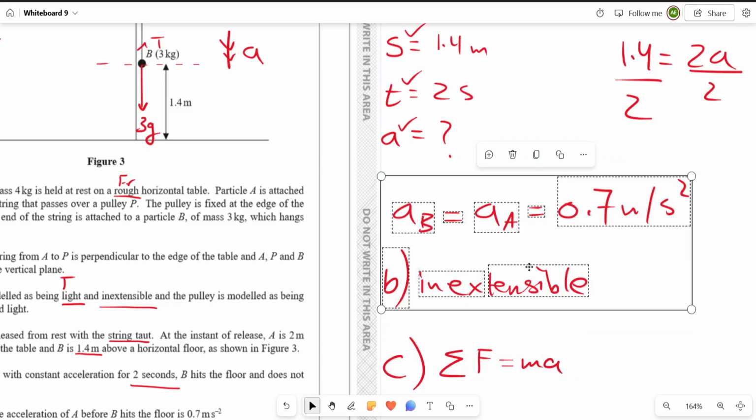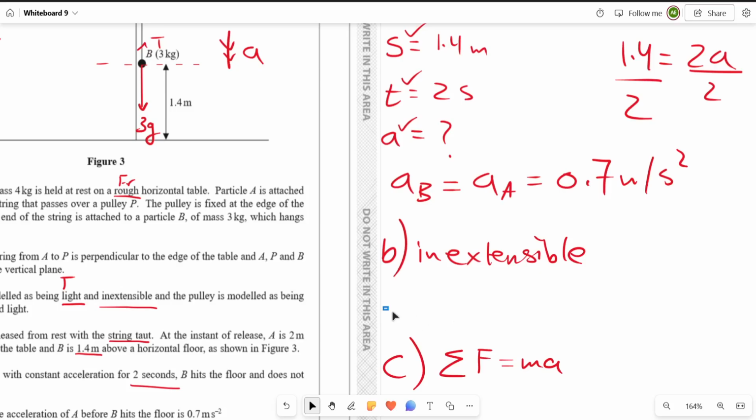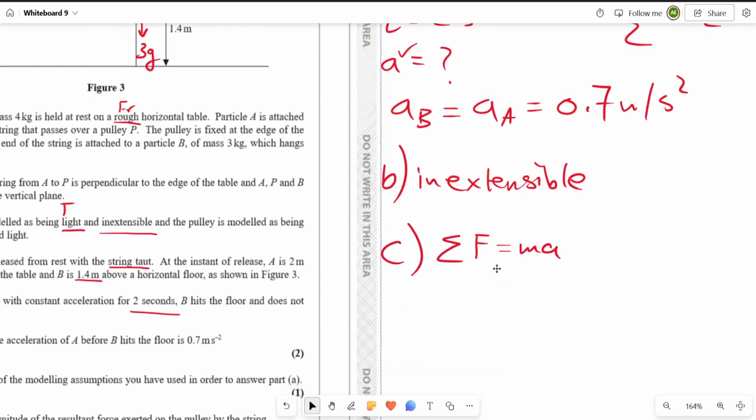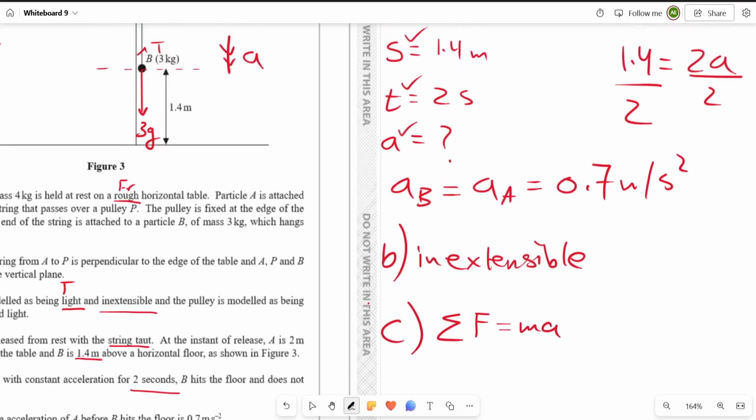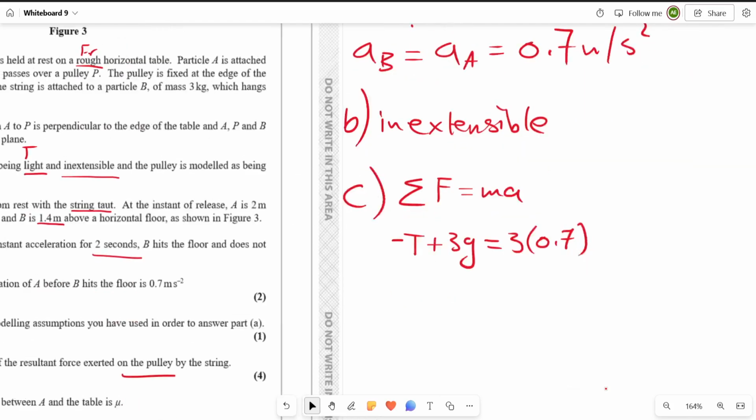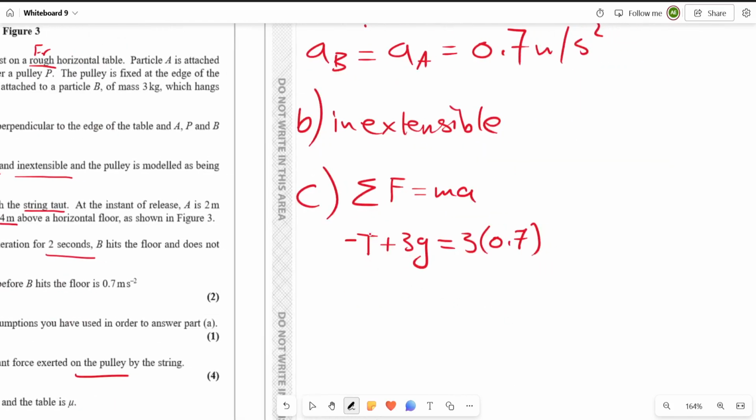So let's look at B. What's happening? I have a tension force acting upwards, so I'm going to put in a minus T. And then I have the 3g, which is acting downwards, so plus 3g. Any other forces on B? No, that's it. Any other forces in the y direction? No. This is equal to the mass of B, which is 3 kilograms, multiplying the acceleration, which is 0.7. From here, I got an equation that I can solve for T. So what I can do is move T to the other side to become positive.